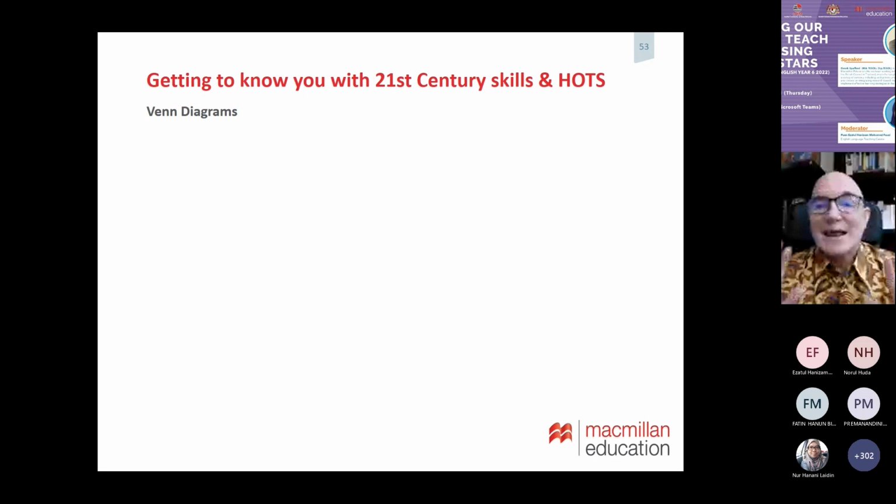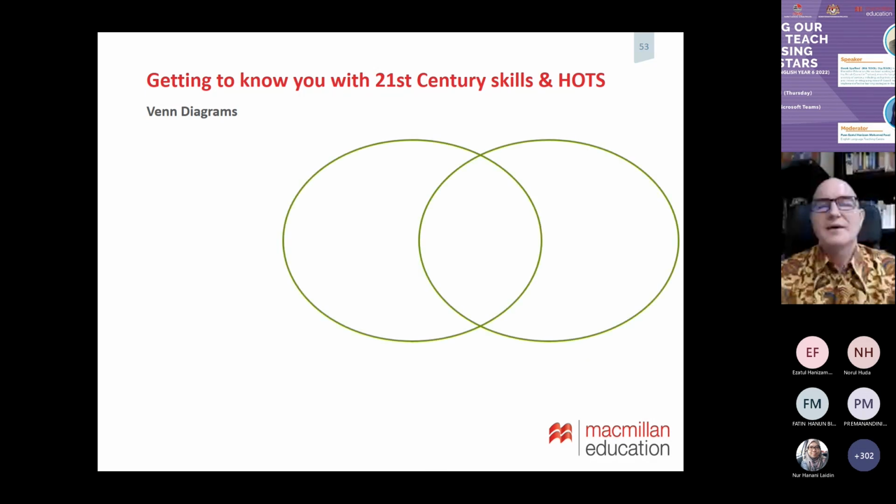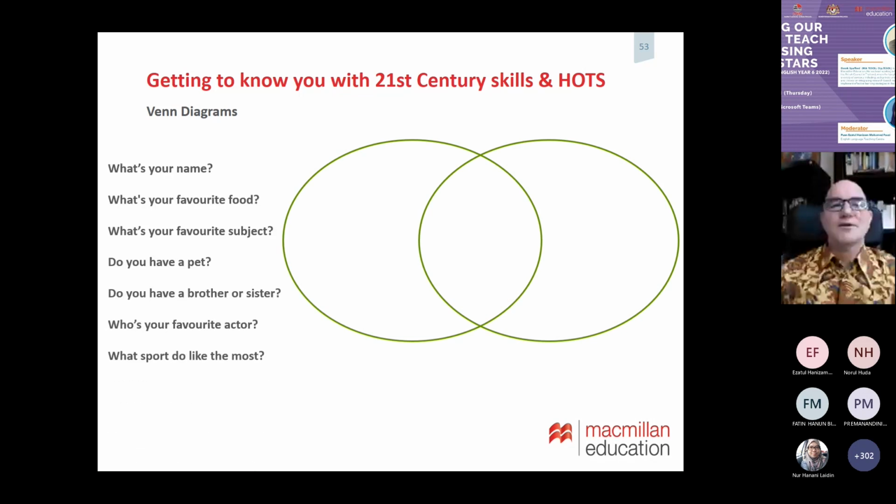Now, getting to know you activities are superb with Venn diagrams. And let me show you how I would use it here. So here I've changed it so it's green because it's very personal. And I've got some questions. So I'm going to answer my questions.